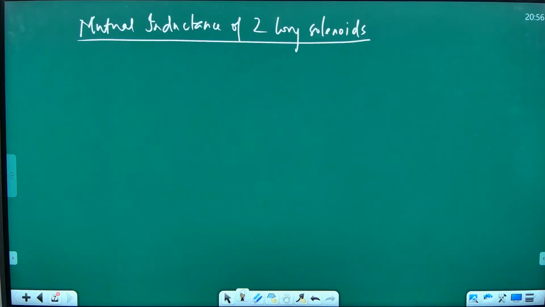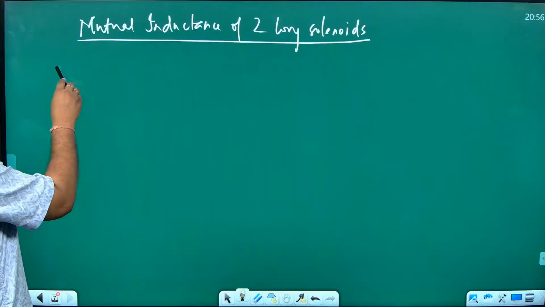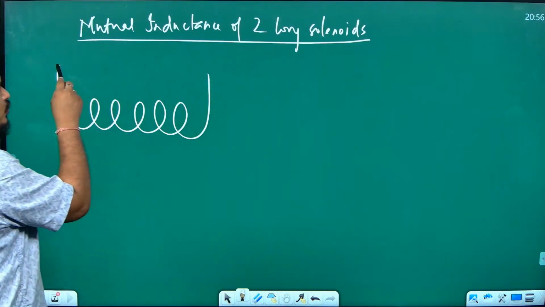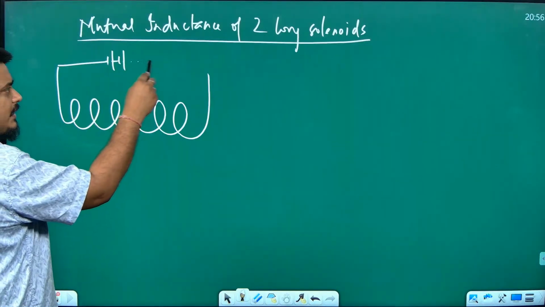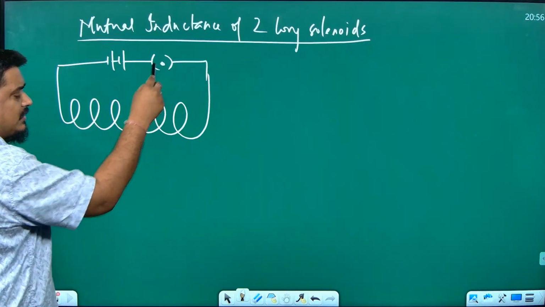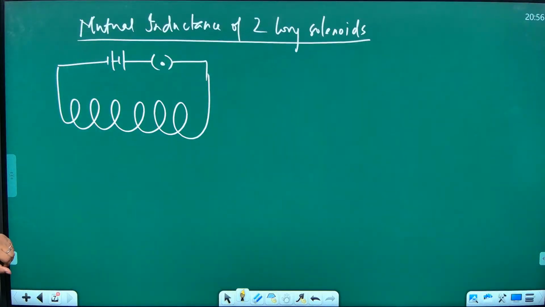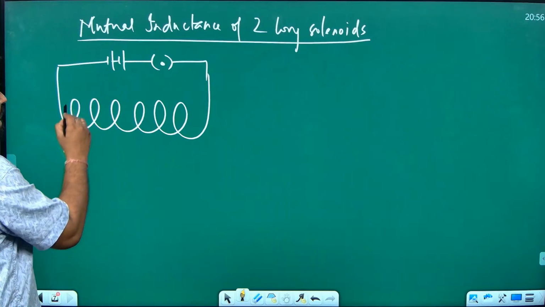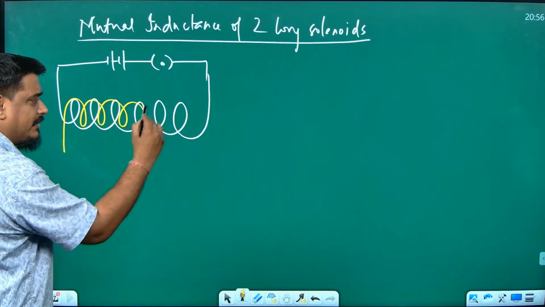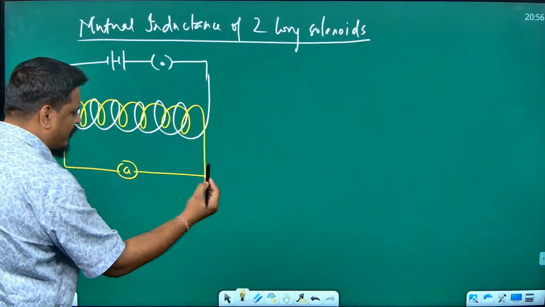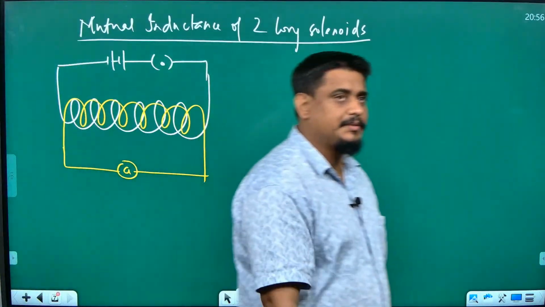Yeah. So now what I'm going to do, I am going to take two solenoids. One solenoid will have source of current. Another solenoid will have just the linking, and we just don't have anything. We may have a galvanometer if you want to check the presence of current.